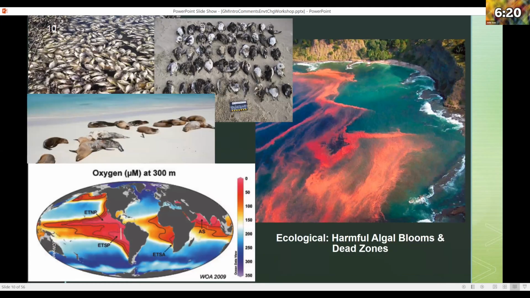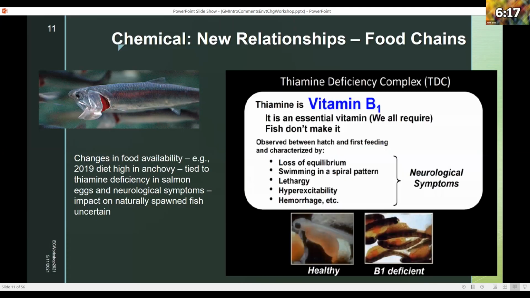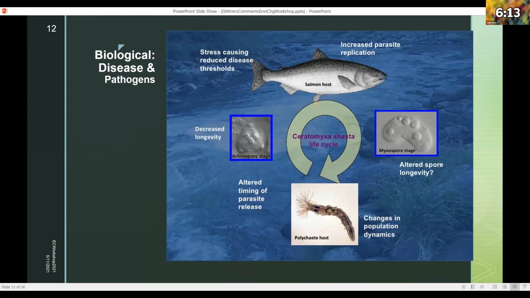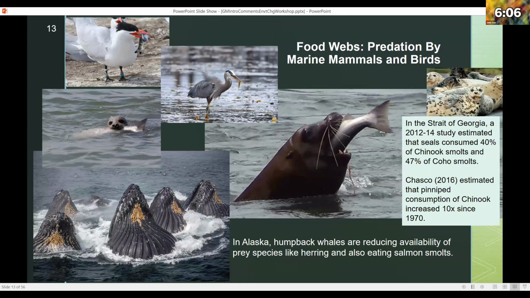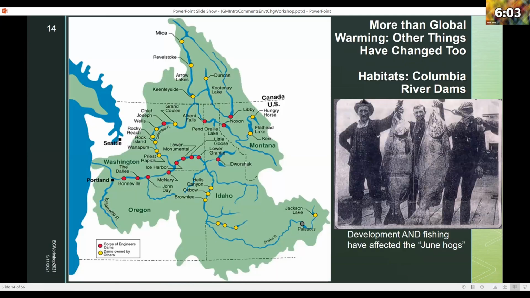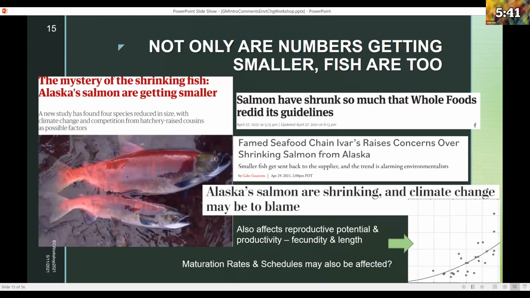We're seeing ecological changes in terms of algal blooms and dead zones. We're seeing chemical relationships being developed and biological and disease pathogen vectors appearing. We're seeing food webs change with predation by marine mammals and birds. And we're seeing global warming and other things are changing as well. For example, all the dams that have been built on the Columbia River, or fishing activity that has affected the ability to sustain some of the populations that used to sustain many cultures and economies. But not only are the numbers getting smaller, fish are getting smaller too. And that holds implications for things like maturation schedules, productivity of the salmon populations.